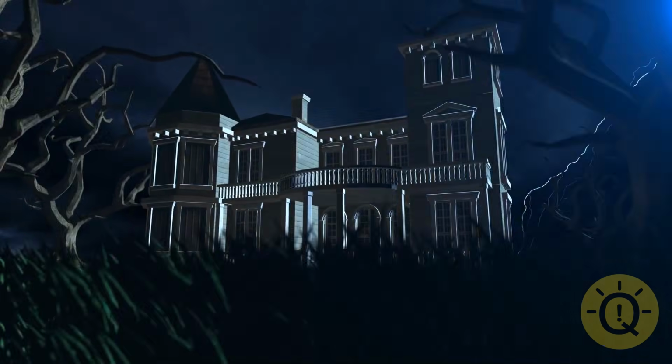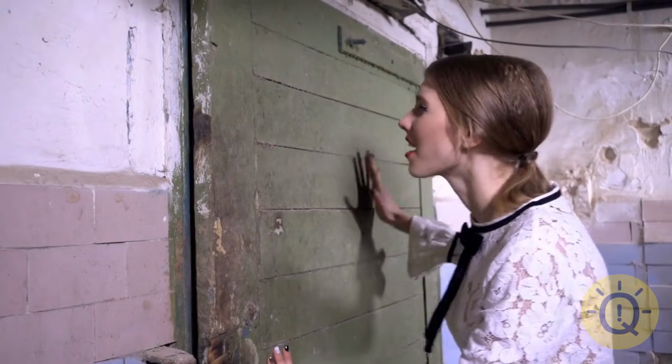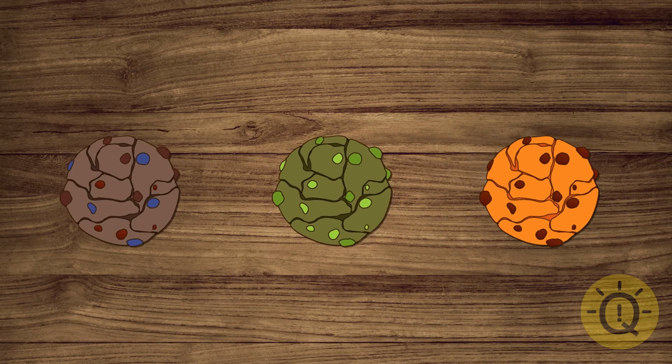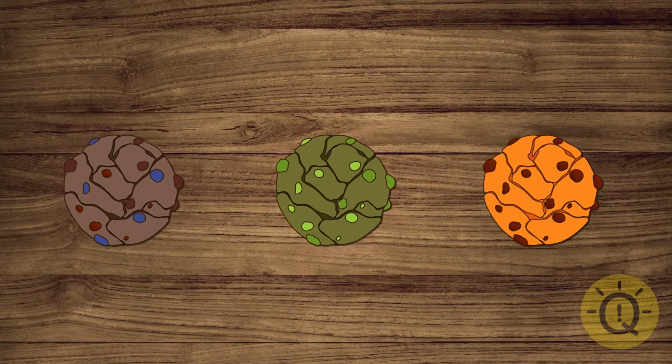Emma got caught by a witch. The witch locked her in her hut and left. Emma was starving. She found 3 kinds of cookies. Help her figure out which cookies are safe to eat.